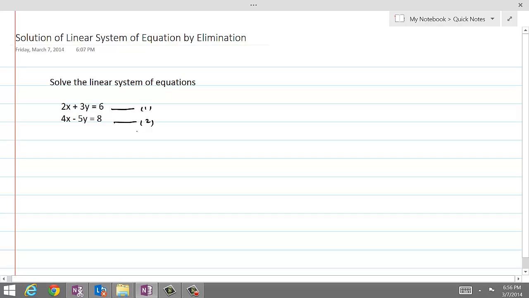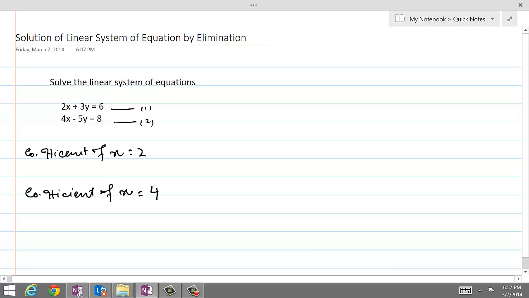We will use a procedure in two steps. In step 1, that's what we are going to do. Here we will identify the coefficients of x for both equation 1 as well as equation 2. So the coefficient of x here is 2, and in the second equation, the coefficient of x is equal to 4.